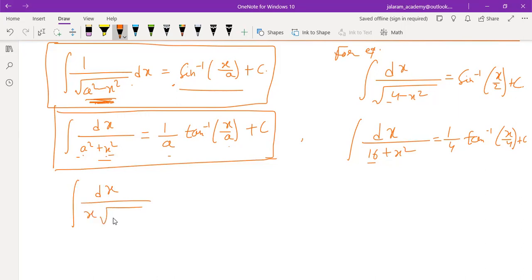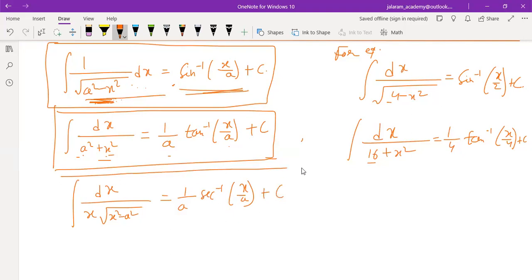If there is dx upon x root x square minus a square, we can write 1 by a. Remember, this also has 1 by a. So only one formula, sin inverse x by a, that is 1 upon under root a square minus x square dx, doesn't have 1 by a as the coefficient. The other two have the coefficient. Hope you have understood these methods. Or you can prove them also. There is an easy method to prove it.